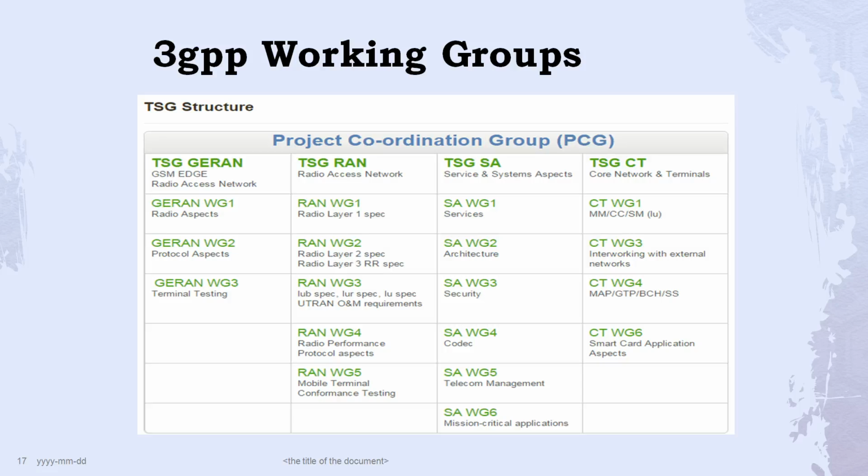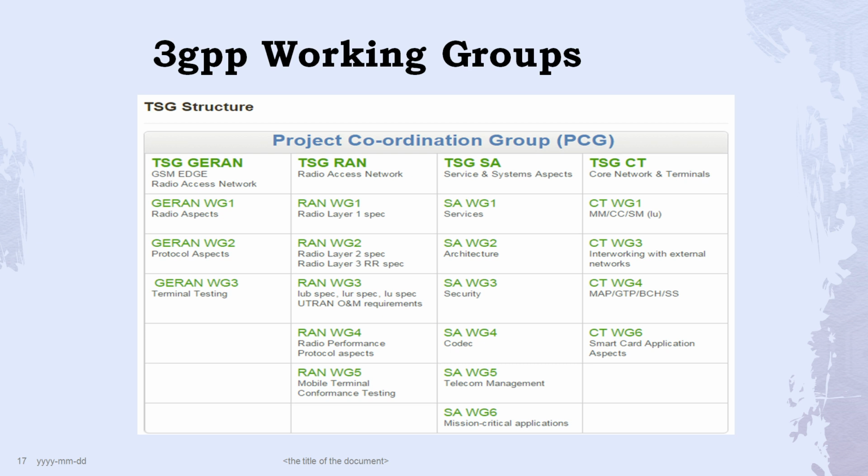For the RAN part, we have one responsible for layer 1, one for layer 2, one for layer 3, and one responsible for the different interfaces between the network infrastructure in E-UTRAN and UTRAN. And we have the one responsible for the radio performance part, which is working group 4, and the protocol aspect, and working group 5 is responsible for the conformance testing of the mobile terminal.